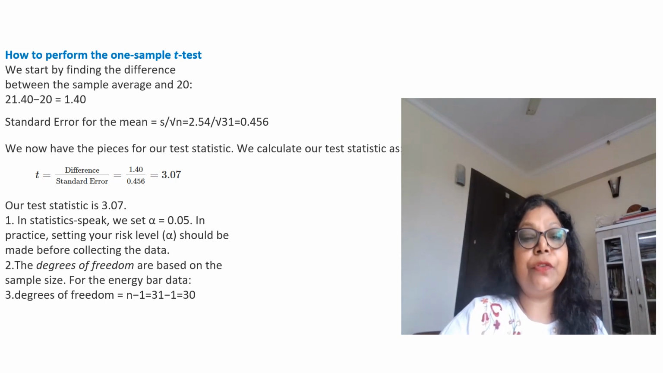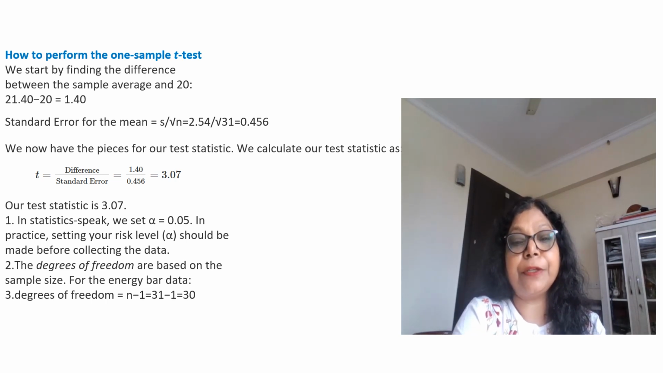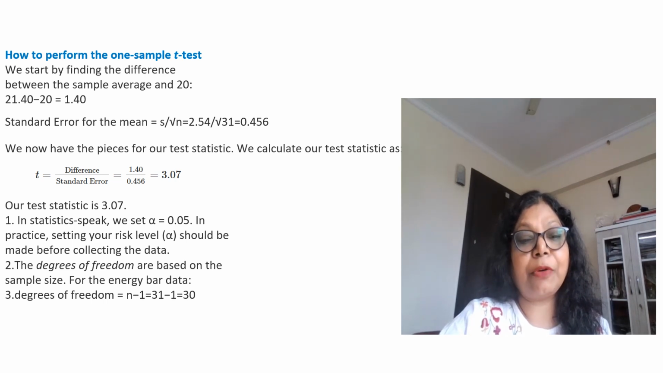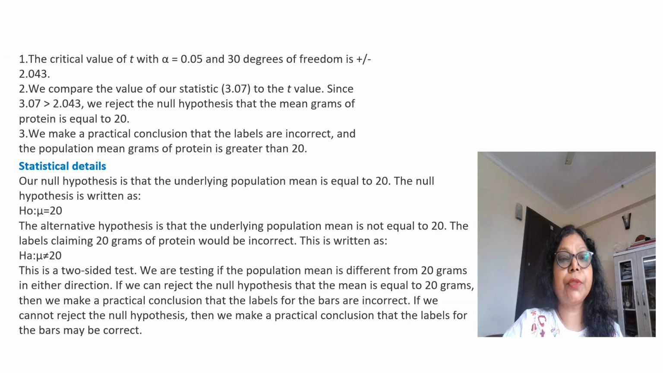So we find the value from the t distribution based on our decision, and we need the degrees of freedom. Degrees of freedom is n minus 1, and n is the number of observations. So 31 minus 1 is 30. After seeing the degrees of freedom, we come to the critical value of t. The critical value for alpha 0.05 and 30 degrees of freedom is plus or minus 2.043.